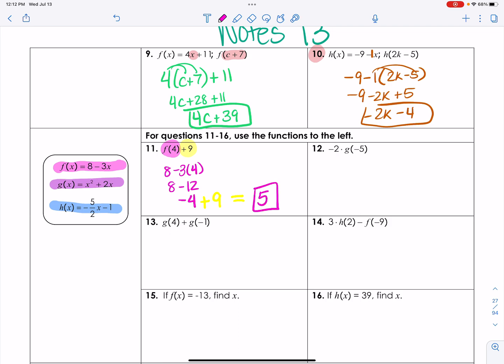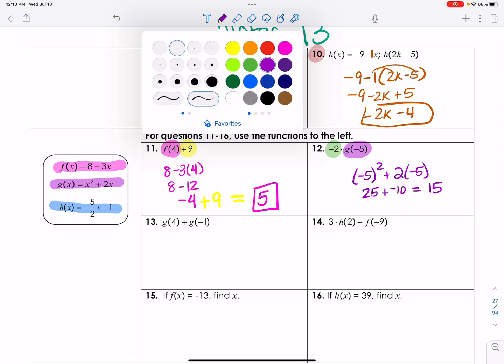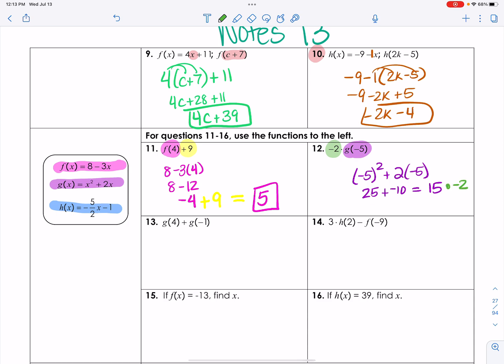Okay. All right, so let's take a look at the next one. And I'll try to use better colors. So they're wanting you to find g of negative 5. So I used purple because it matches. Then when I'm done with it, I'm going to multiply by the negative 2. Okay, but I've got to do one thing at a time. So I'm going to do g of negative 5. So that's negative 5 squared plus 2 times negative 5. Negative 5 squared is 25 plus a negative 10. So my answer is 15. Okay, but now I've got to deal with the fact that they want me to multiply by a negative 2. So my answer is negative 30.